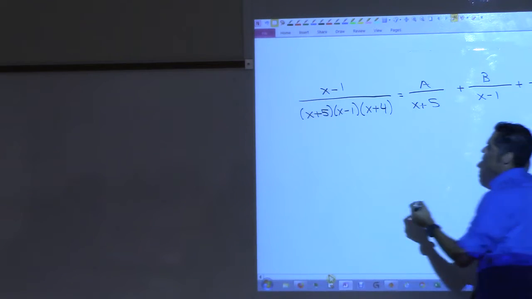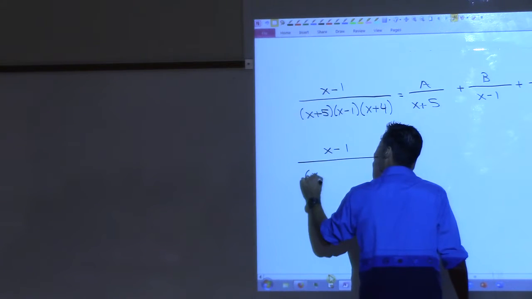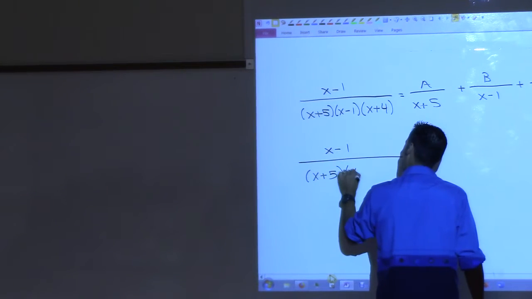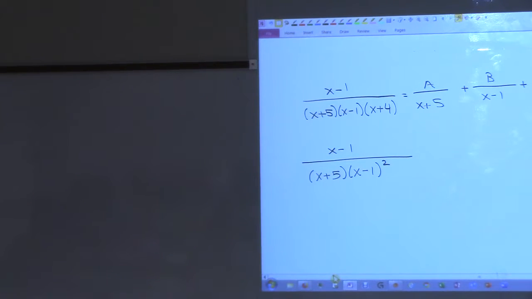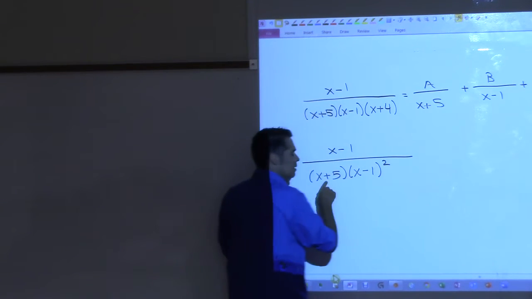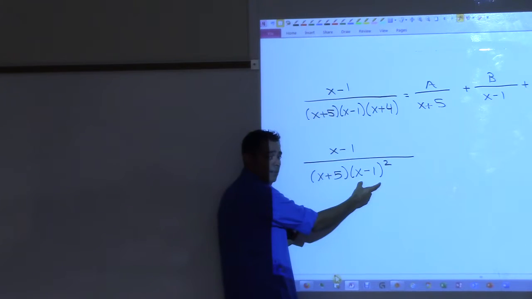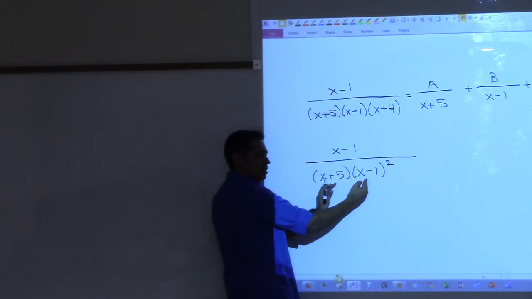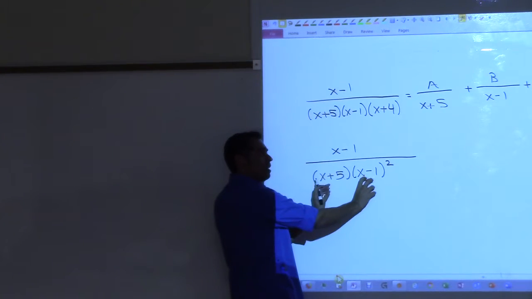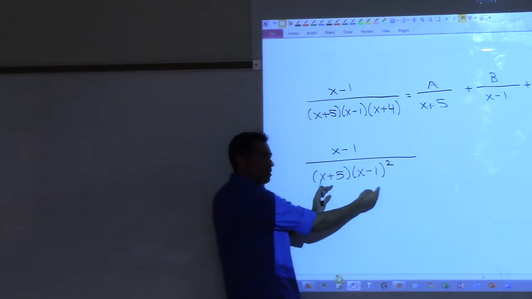All right, so what if we had something like this? Now you have a linear factor squared. So this is a repeated linear factor, and this one is a distinct, right? This is distinct from this. So you could say that these are distinct linear factors, but this one's repeated, yes?